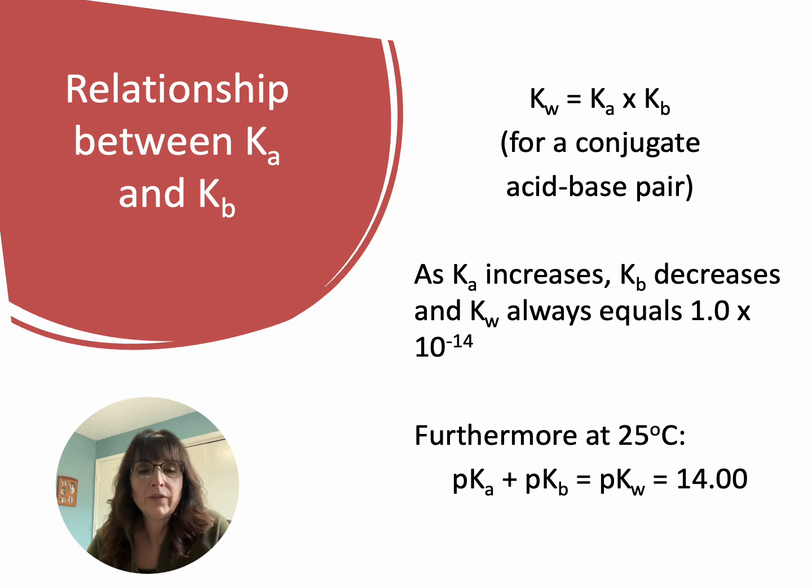This also should be review for you. You should recall that Kw, that's the ionization of water constant, 1.0 times 10 to the negative 14th, is equal to Ka times Kb for a conjugate acid-base pair. So as Ka increases, Kb is going to decrease so that we always get the same value. And don't forget that pKa plus pKb equals pKw, which equals 14. So this is just another great way to bounce back and forth between acids, bases, pH, pOH, all that stuff.